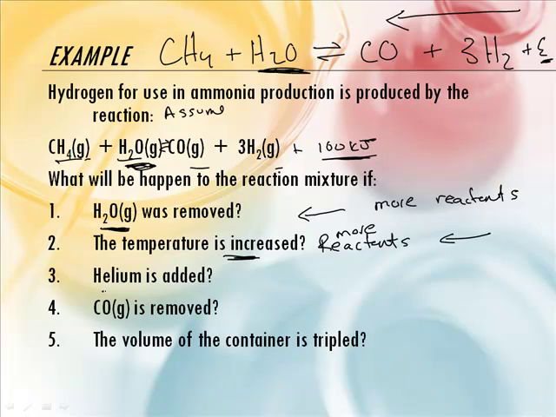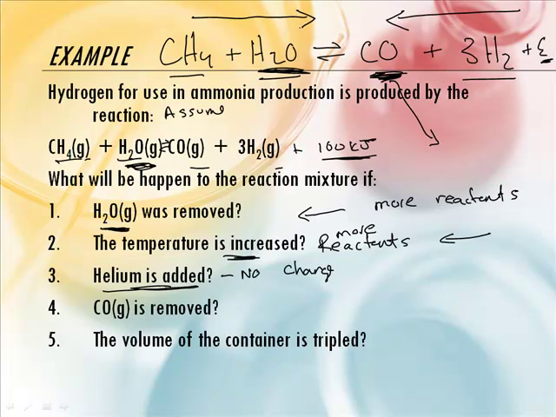What if I add helium to this? All right, helium, CH4, water, CO, H2. Guess what? Helium's not in the reaction. That's adding an inert gas. There'll be no change. All right, what if I remove some CO? Well, if I remove something, I take it away, it will shift to compensate for that. So it will shift to the right, or you'll make more products.